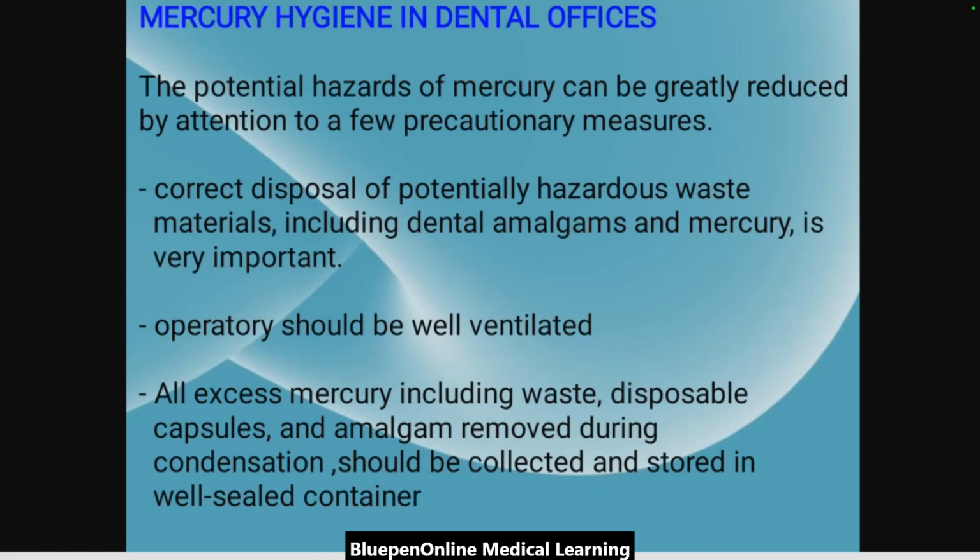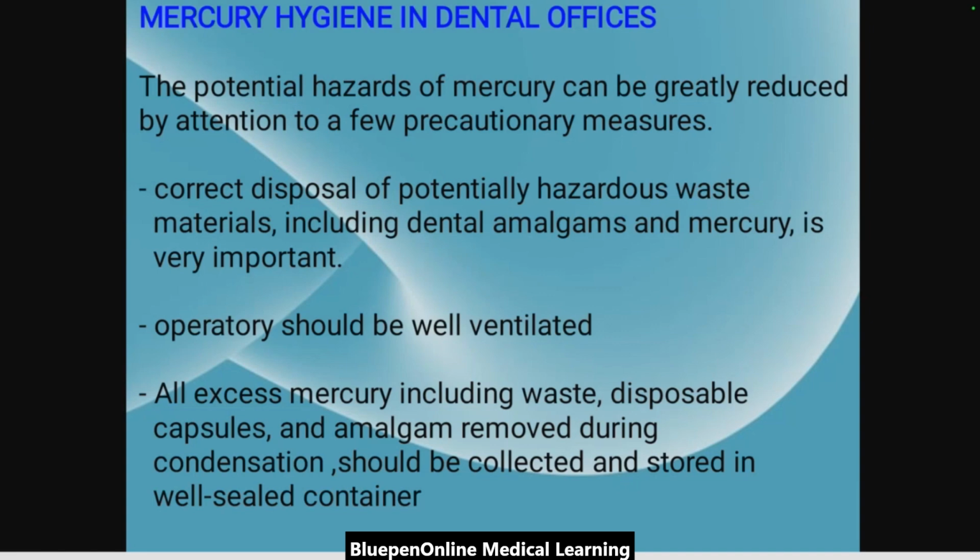The last one is mercury hygiene in dental offices. So basically, we know mercury has concerns over safety, though there is no data regarding any harmful effect of mercury on the lab personnel, the clinician, or the patients. Still, taking proper precaution while handling mercury is very, very essential. The potential hazards of mercury can be greatly reduced by attention to a few precautionary measures. If you take all these precautionary measures, there won't be any mercury poisoning or side effects of the mercury seen on the lab personnel or on the clinicians.